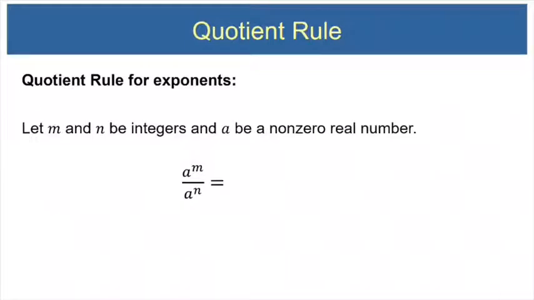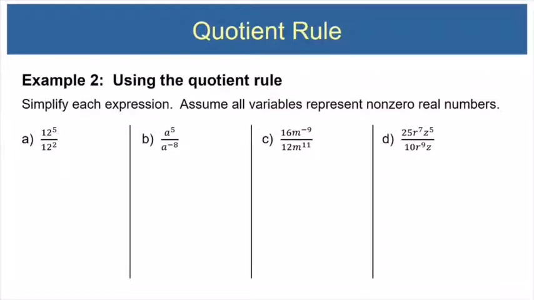Now let's talk about the quotient rule for exponents. So suppose you have m and n that are exponents and they're integers, and let a be a non-zero real number. So we just won't have 0 as a base. But if you have a to the m power divided by a to the n power, you can simplify that by saying that's going to be a to the m minus n power. And here are some examples for us to practice with the quotient rule.